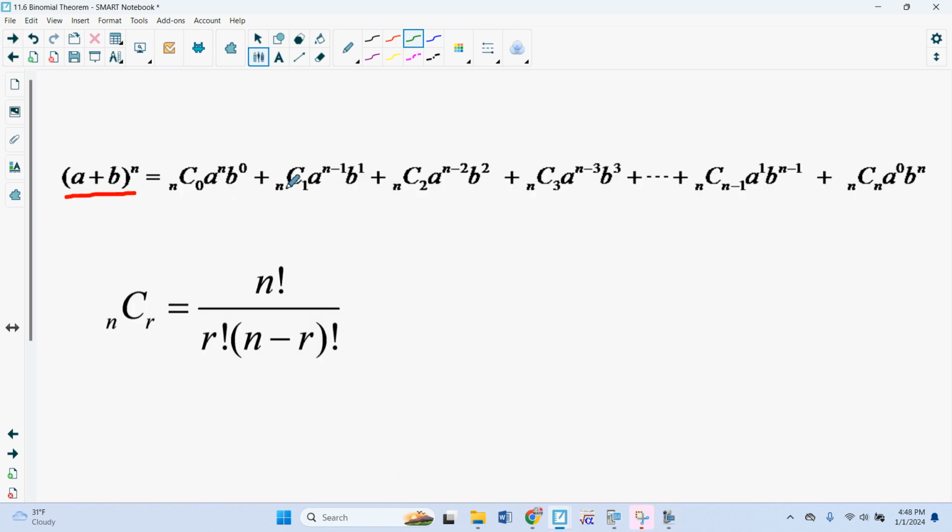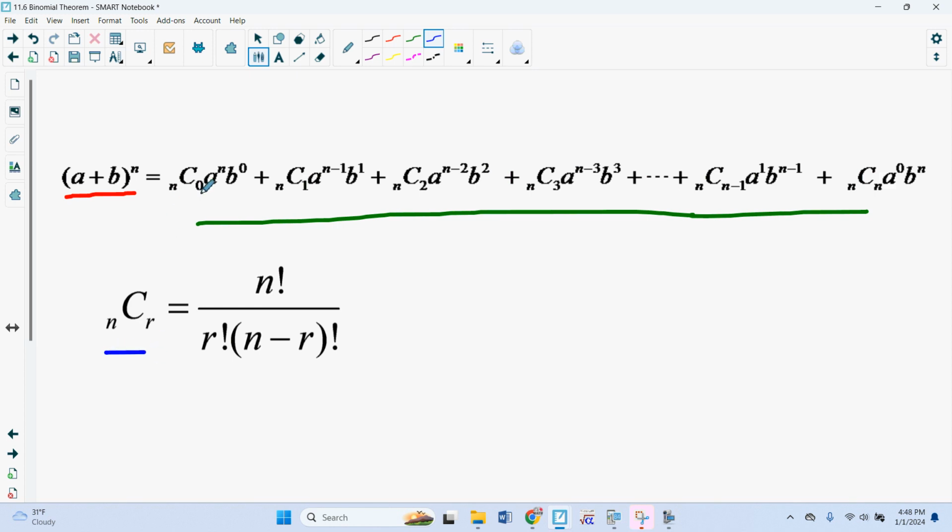And then this is the formula we are going to have. And you'll notice what it does. It starts with a to the n, b to the 0, a to the n minus 1, b to the 1, and so forth. And then the term in front is this nCr, where it goes from 0, 0, 1, 2, 3, and so forth. You will notice that number on the C is the same as the exponent on the b. That will become useful later.